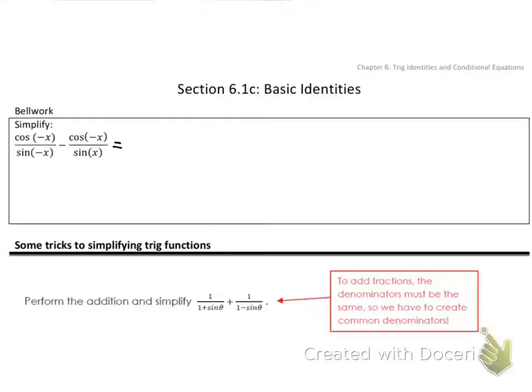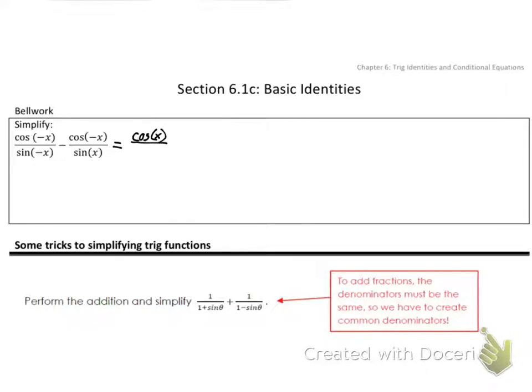What happens if I have cosine negative x? What happens to the negative? We have two choices. It disappears or it gets pulled out in front. It cancels out, because cosine negative x is the same thing as cosine x. So this is just going to be cosine x on top.